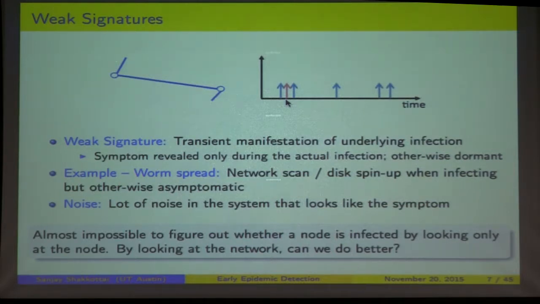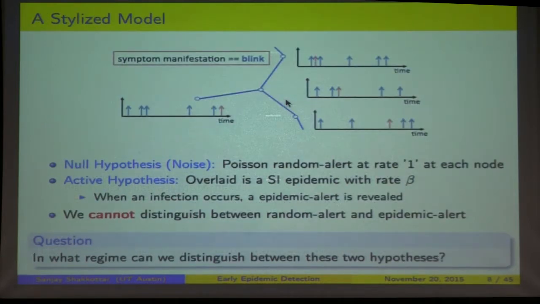But suppose you look at a network, can we do better? And so what is the network model? So let's come back. Let's build the rest of the network around this. So at each one of these nodes, you see exactly the same thing. Every node has an independent blue Poisson stream at rate 1. That is the baseline noise process. If there is no epidemic, that's all there is going to be.